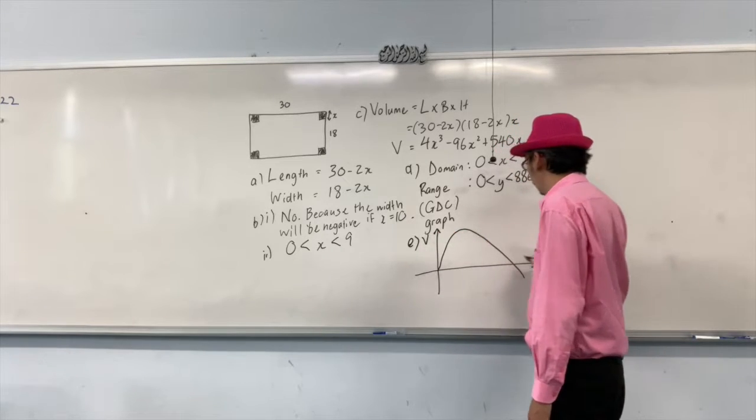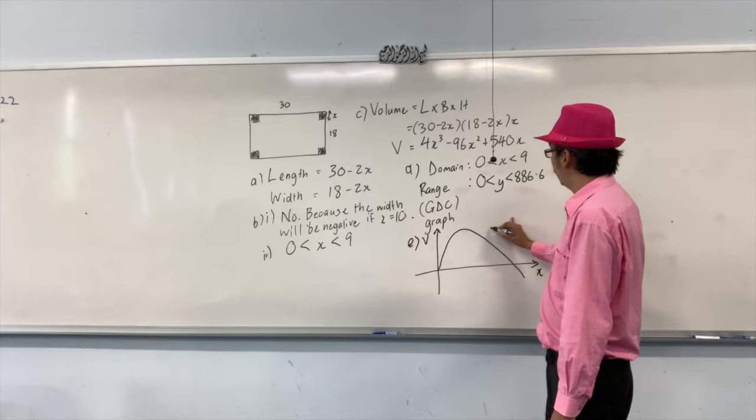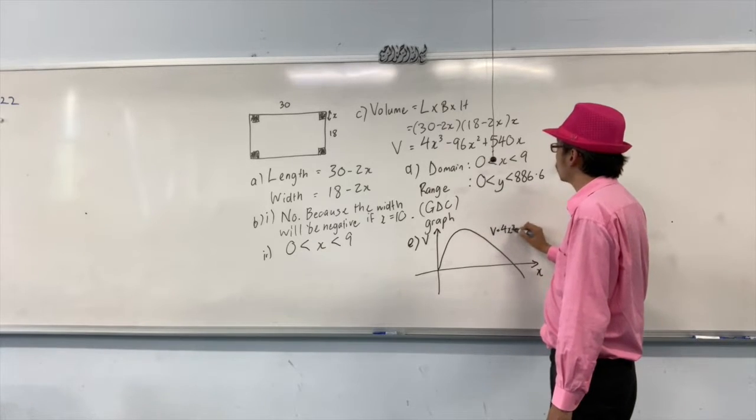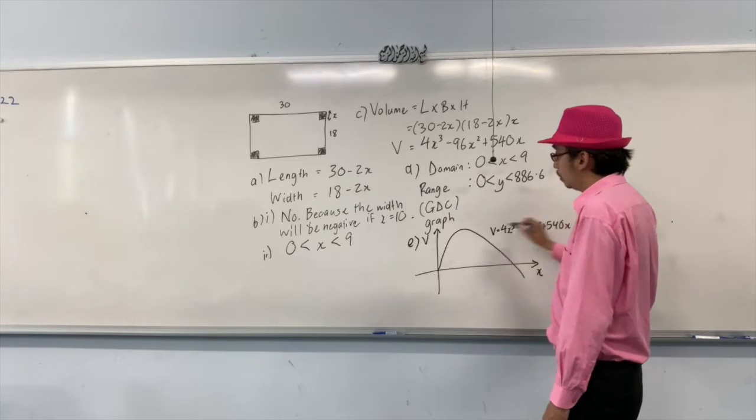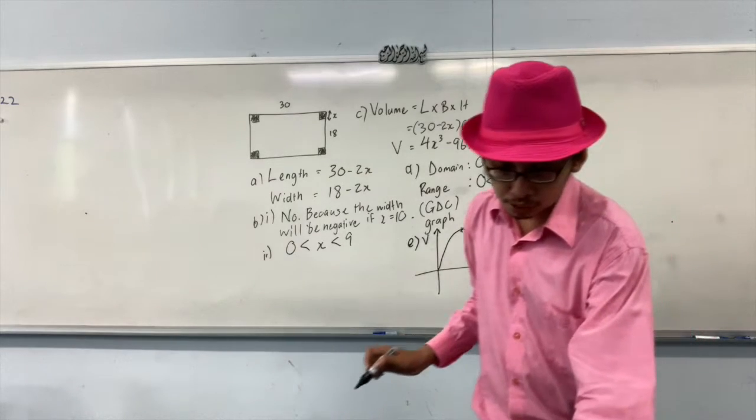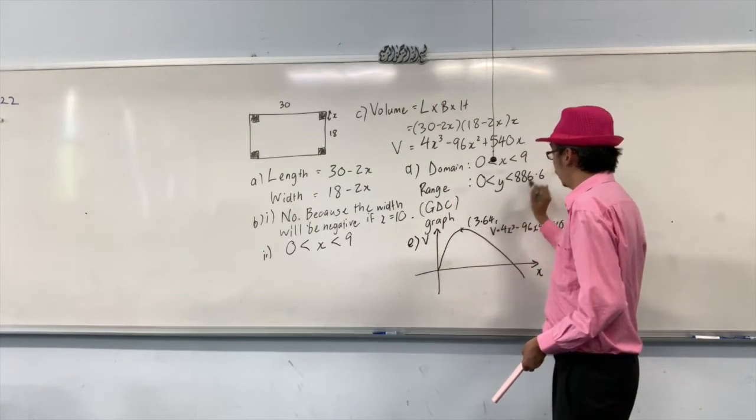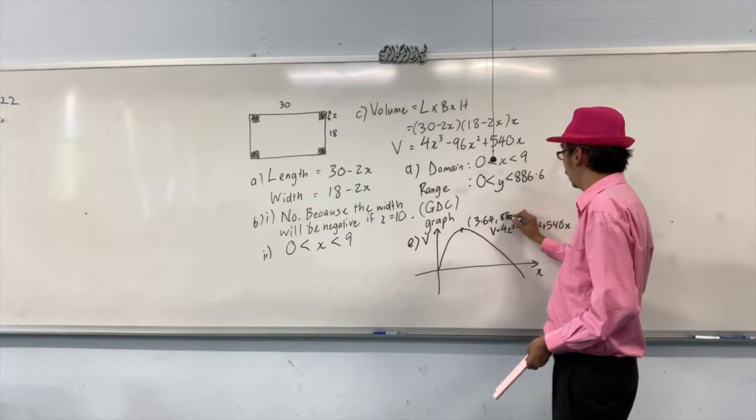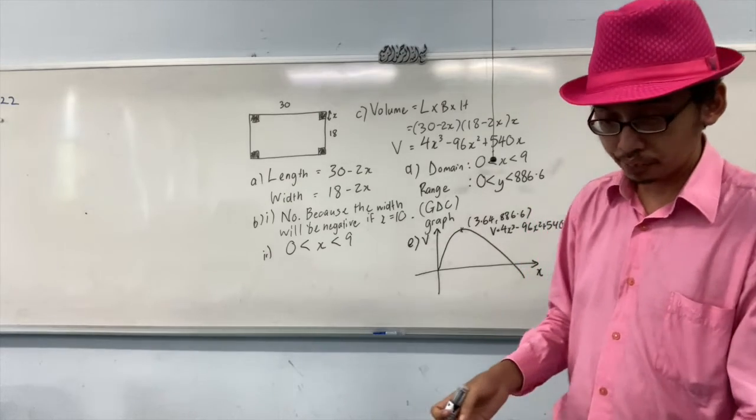This is the volume axis, this is the x axis, and this is V equal to 4x cubed minus 96x squared plus 540x. The question requires you to label the maximum point, so you label this as, if I'm not wrong, 3.64 comma 886.6. You can also write it as 87.